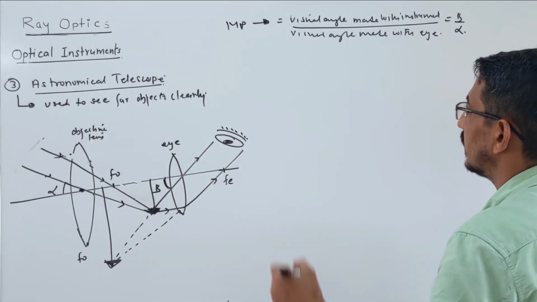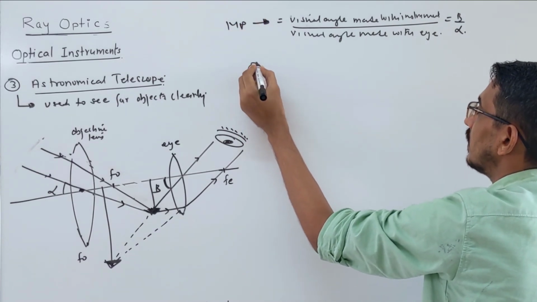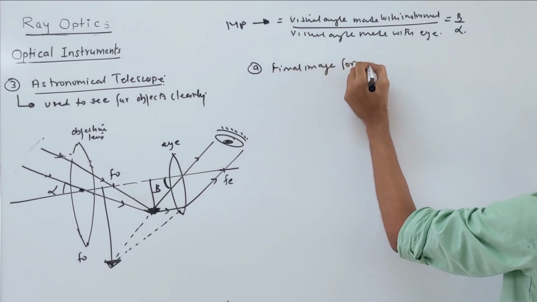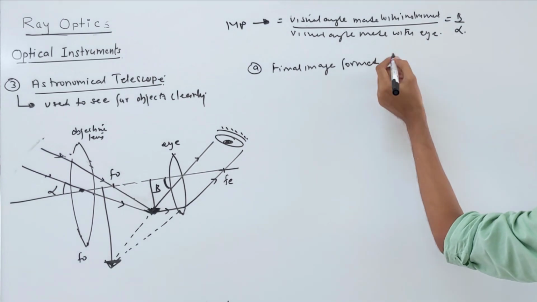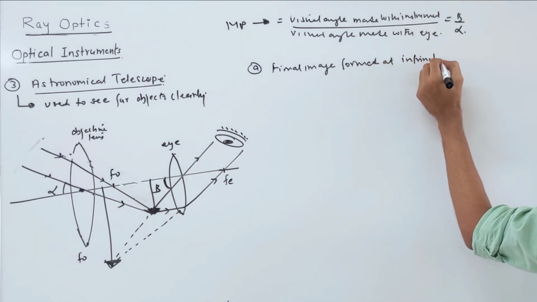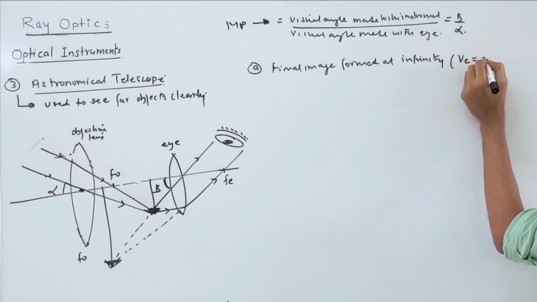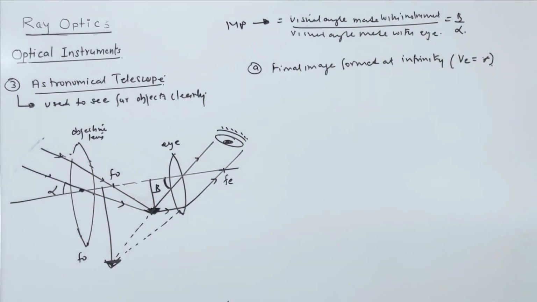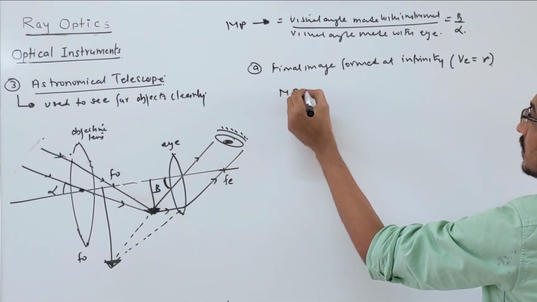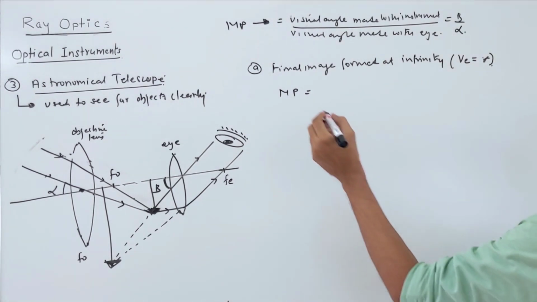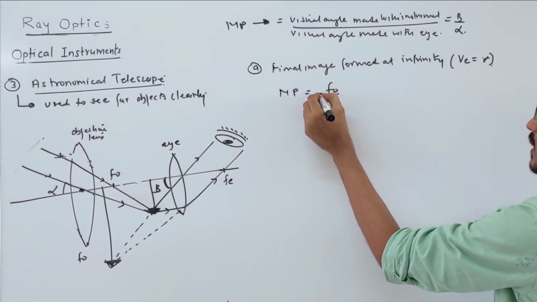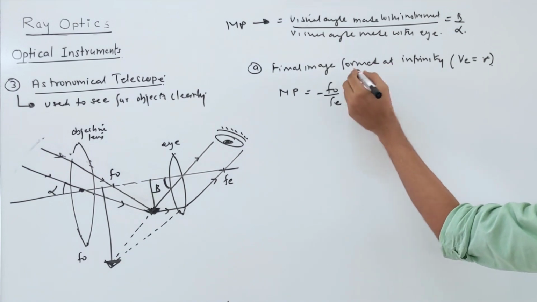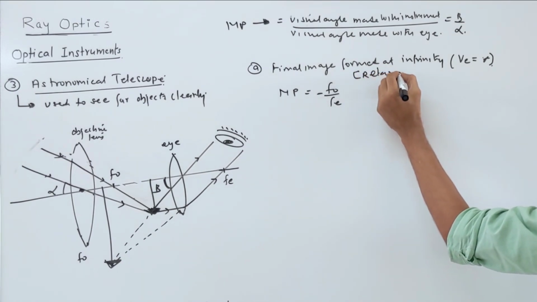So again we have two cases. Let's call the first case: final image formed at infinity. Correct? This final image is formed at infinity. So what is the magnification or magnifying power here? Look here, this simply becomes f naught by fe with a negative sign. This is your answer if the image is formed at infinity. This is also called your normal case or relaxed eye. Keep in mind, relaxed eye, like I told you there.